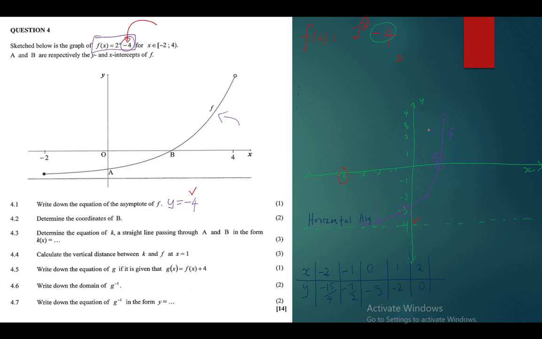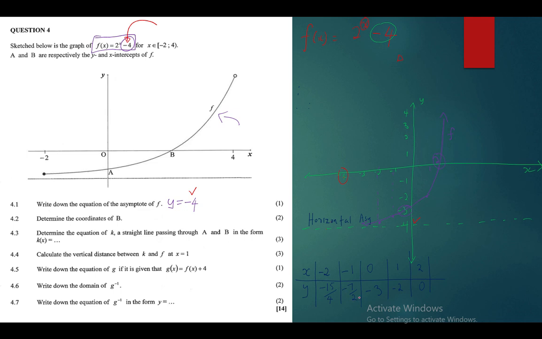So this is how you sketch this exponential function. You just need to show us the asymptote and then use the table method. You start matching. When x is minus 2, y is minus 15 over 4. When x is minus 1, y is minus 7 over 2. This is a table method of sketching the graph.